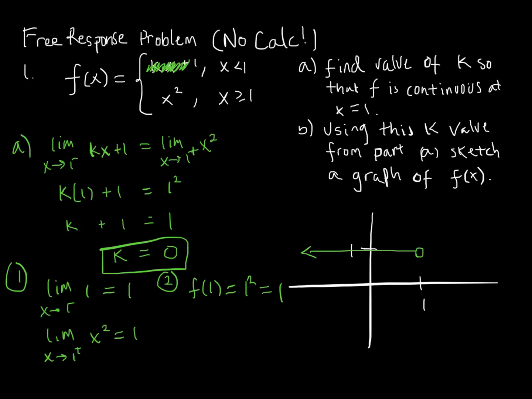Okay. Now, when x is greater than or equal to 1, we have x squared, which means we include the value at 1, so it's going to be a closed point. 1 squared is 1, and so we are actually filling in now this point at 1. And it's just a squared function, right? So we know what that looks like. Just a simple quadratic. And there's our function.